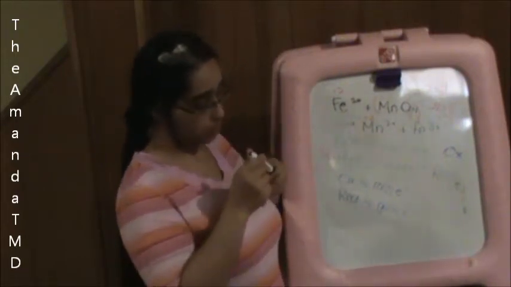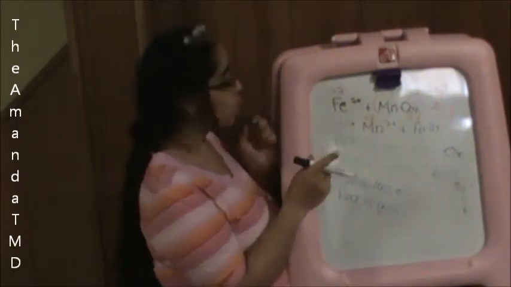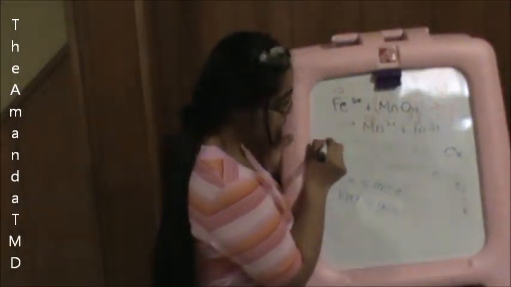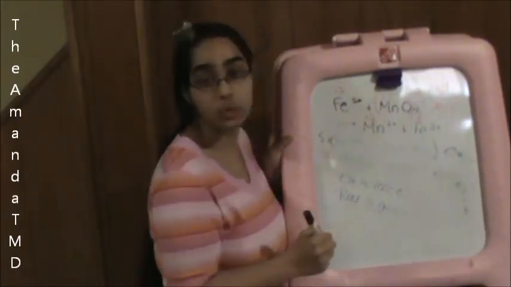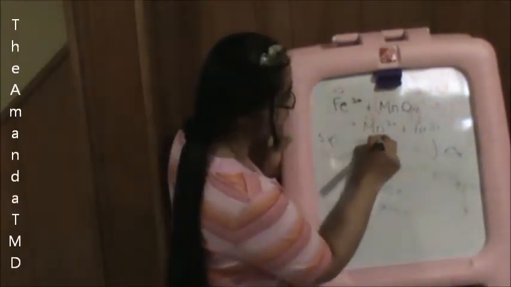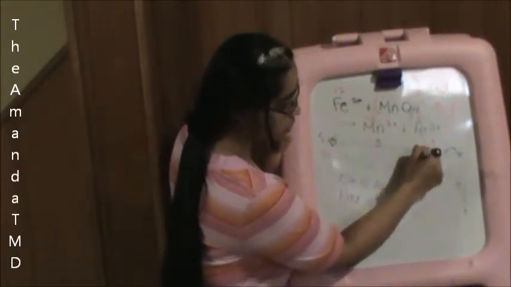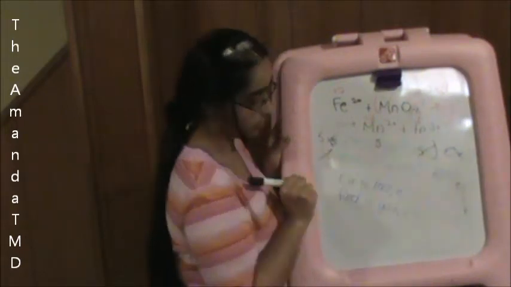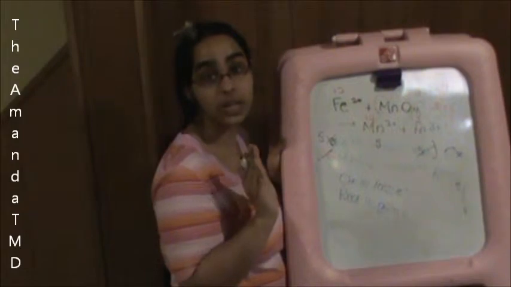In my first equation, I have 1 electron. In my second one, I have 5. So I have to multiply this first equation by 5 so I can cancel out my electrons. So I'll have 5 irons on either side, 5 electrons, which will cancel out with these 5 electrons. And I don't touch my manganese because that's fine as it is right now.